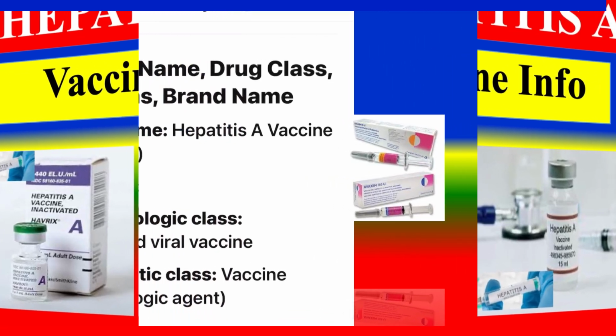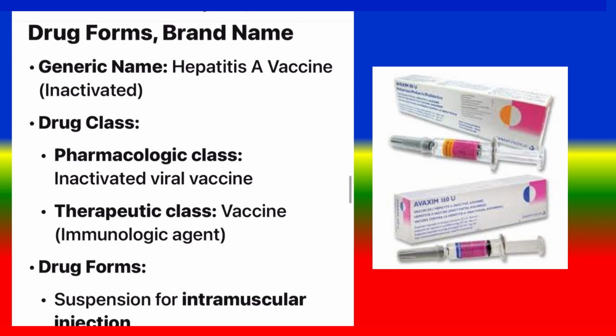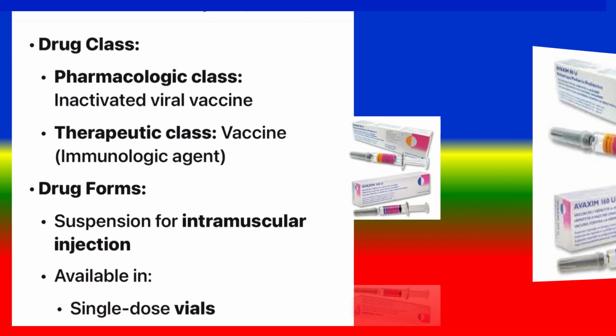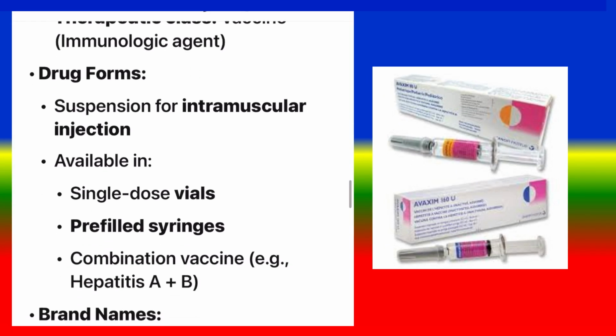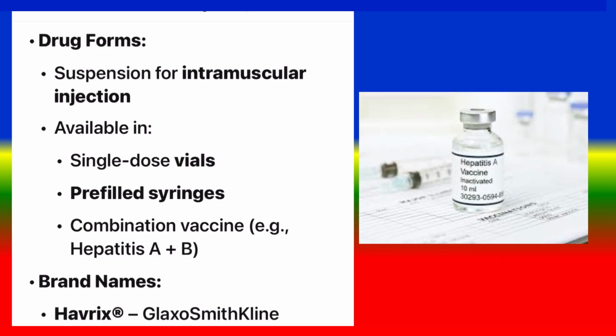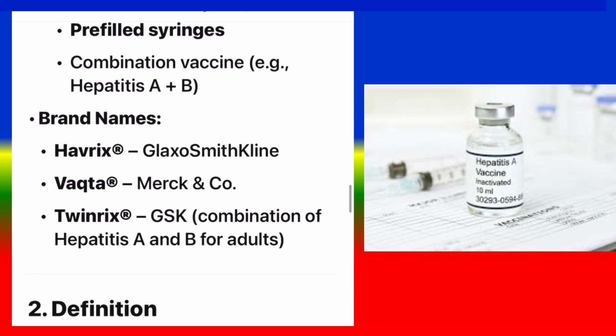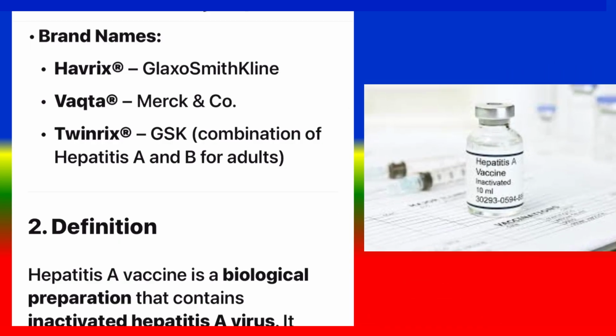1. Generic name, drug class, drug forms, brand name. Generic name: hepatitis A vaccine, inactivated. Drug class: pharmacologic class, inactivated viral vaccine. Therapeutic class: vaccine, immunologic agent. Drug forms: suspension for intramuscular injection, available in single-dose vials, prefilled syringes, combination vaccine, e.g. hepatitis A plus B. Brand names: Havrix, GlaxoSmithKline; Vaqta, Merck & Co.; Twinrix, GSK, a combination of hepatitis A and B for adults.